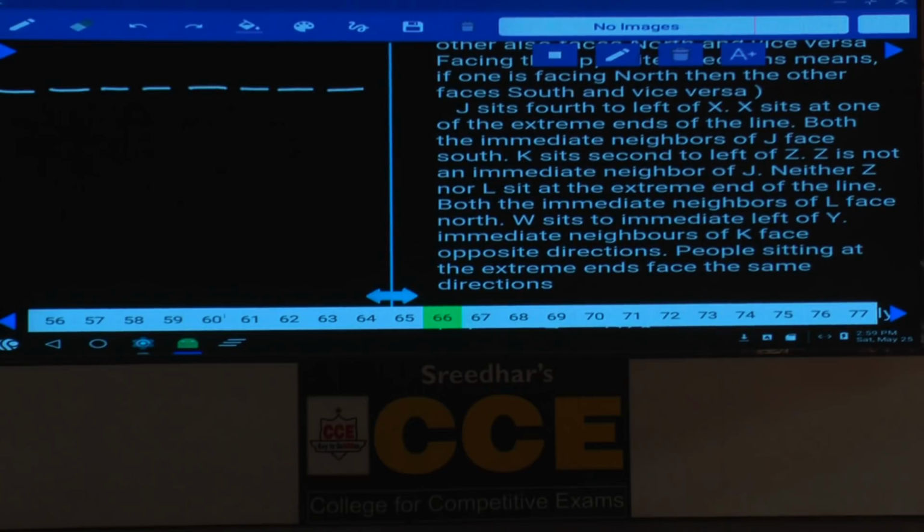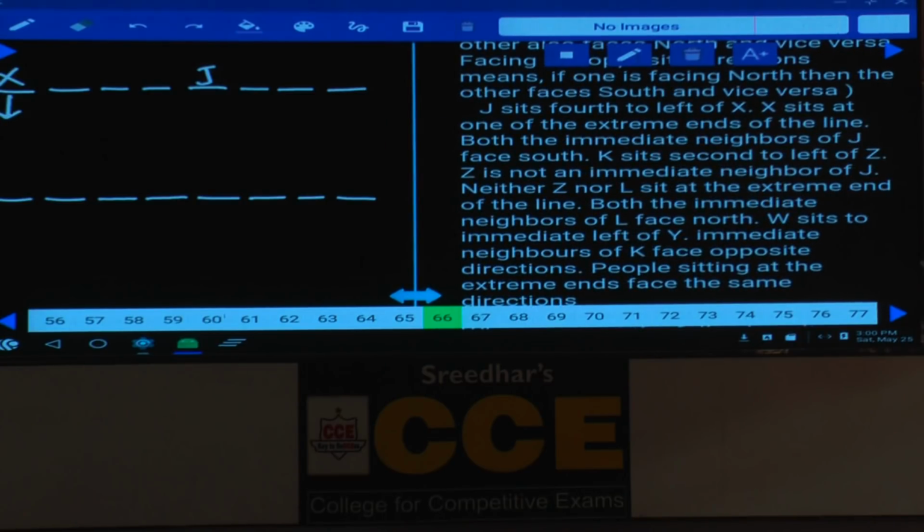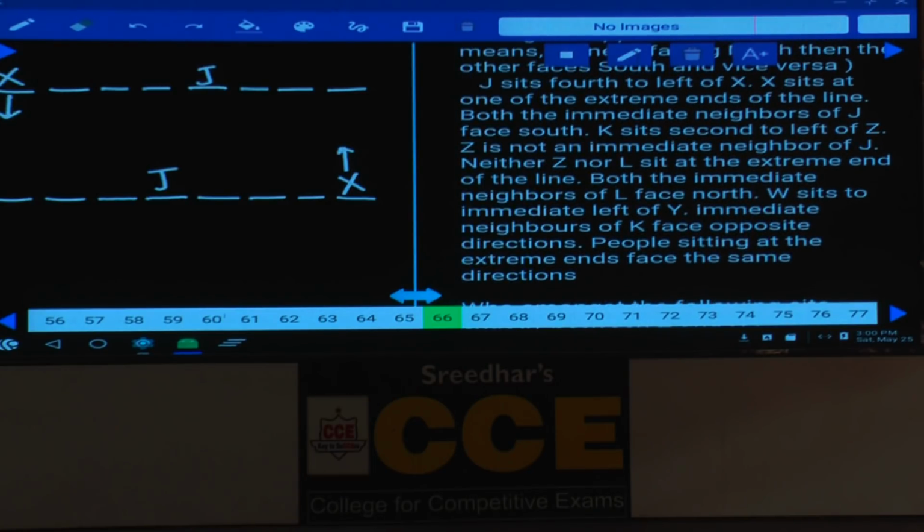X sits at one of the extreme ends of the line. Hence X can be at the left extreme or at the right extreme, isn't it? If X is here, J sits to the left of X, J will be at this place. That means X is facing towards south, then only J sits to the left of X. In the second case, as X is here, these persons are facing towards north, 1, 2, 3, 4, and J will be here. Both the immediate neighbors of J face south.